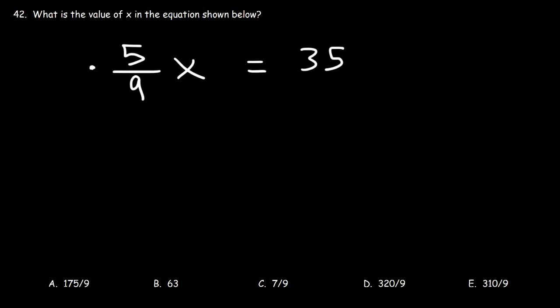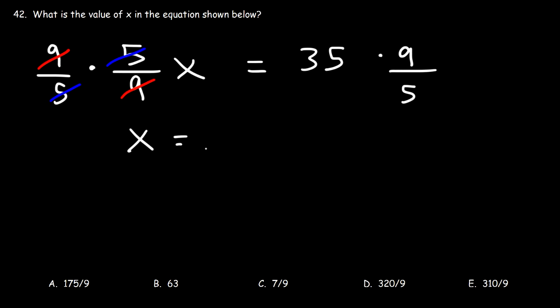The best way to do that is to multiply by the reciprocal of that fraction, and that is by 9 over 5. On the left side, 9 divided by 9 is 1, so they will cancel, and the 5s will cancel as well. So we just have x on the left side. So x is equal to 35 times 9 over 5.